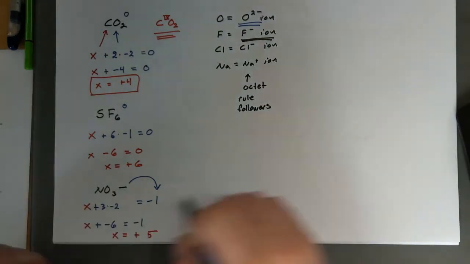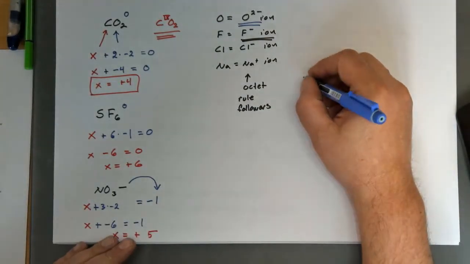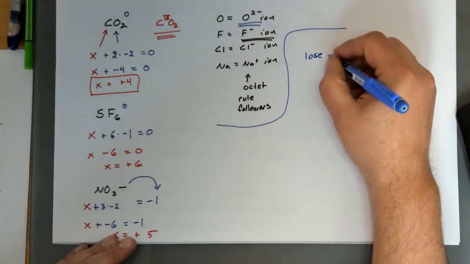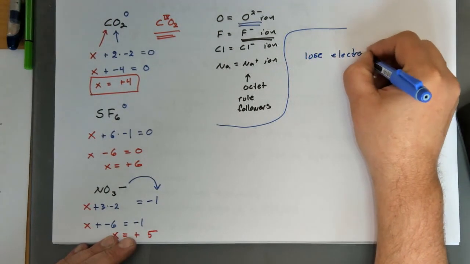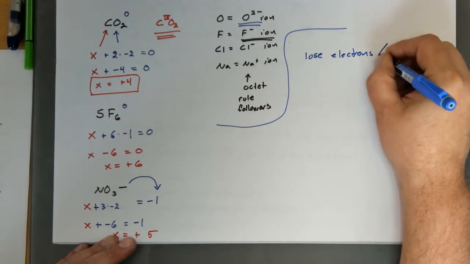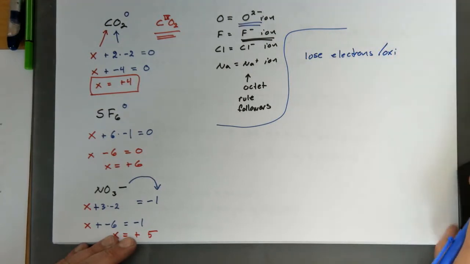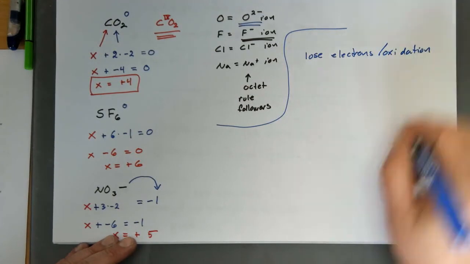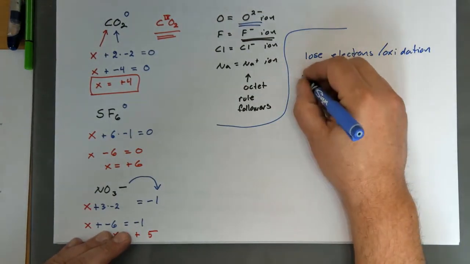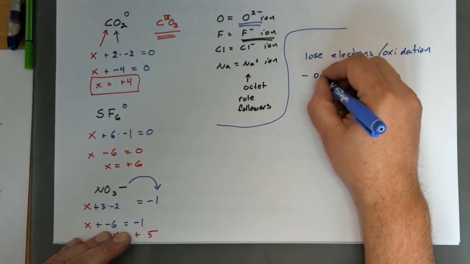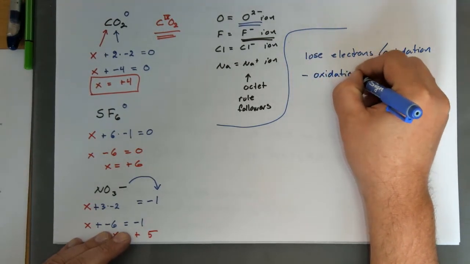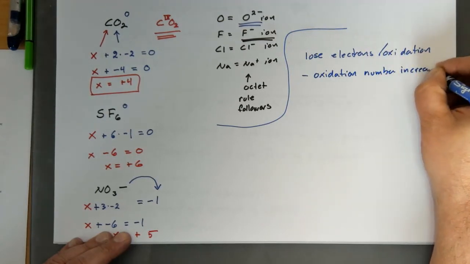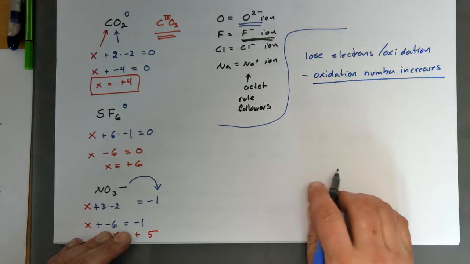In general, then, we can say something like this one. If you lose electrons, right, you have an oxidation. And you can also say then that the oxidation number increases. And this is an important point.